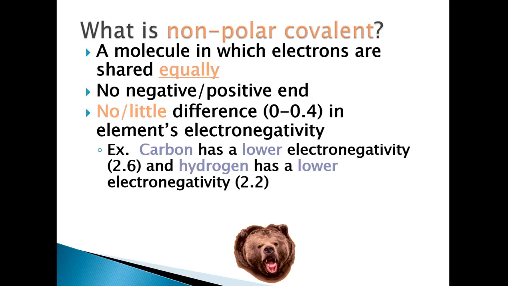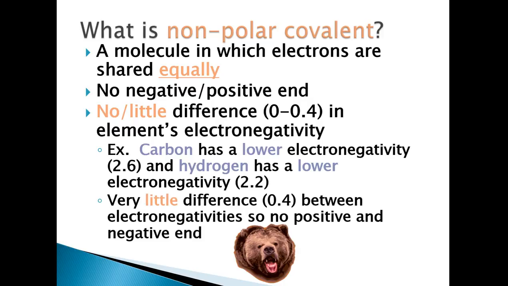So carbon has an electronegativity of 2.6. Hydrogen has an electronegativity of 2.2. So really there's very little difference between carbon and hydrogen. They both have about the same ability to attract electrons. And therefore those electrons are going to be equally shared, and there's really no positive or negative end on a molecule containing carbon and hydrogen. So we would say that that would be a nonpolar molecule.